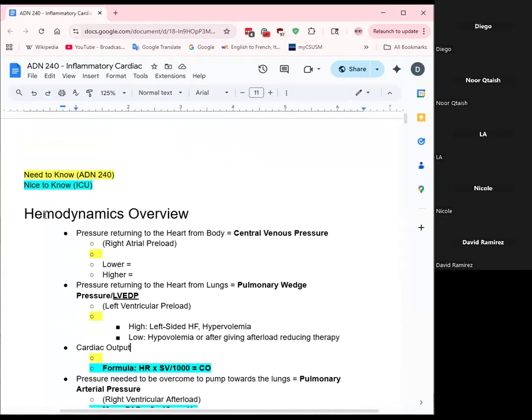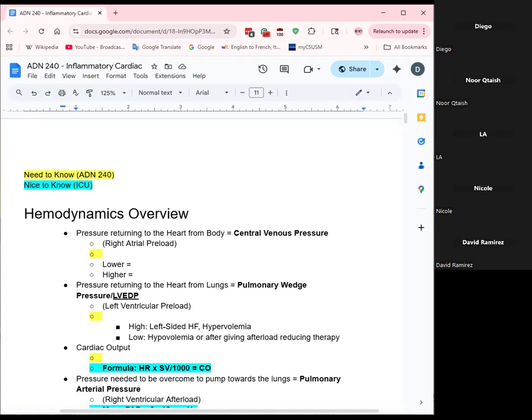So preload is referring to the pressure that's built up somewhere in the heart. So preload in this case on the right atrial is where the blood is going to gather immediately coming from the body. So that is that pressure that is building up there.